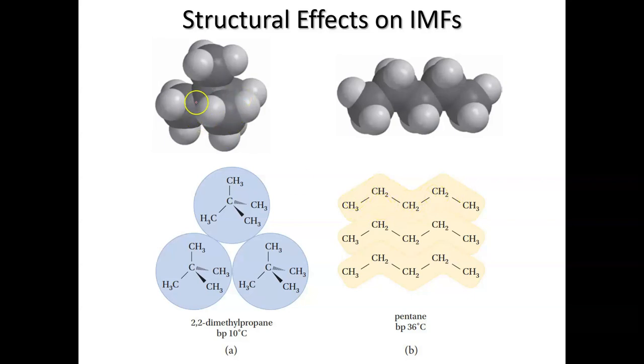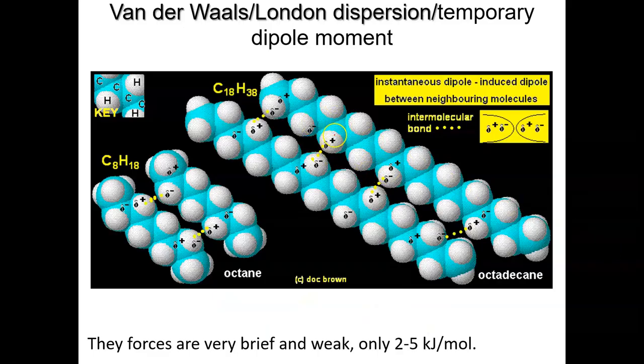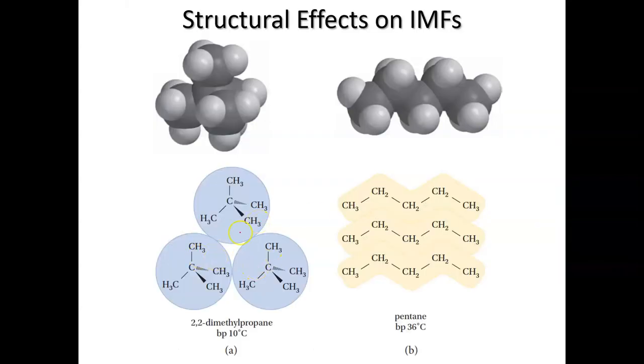But if we have a different isomer, so we have still 1, 2, 3, 4, 5 carbons, but they're oriented differently. So we have this tetrahedral shape around the central carbon. These can't stack on each other as well. So you can see the difference in the boiling point is 10 versus 36. And this has to do with the van der Waals or London dispersion forces that we've spoken about, where you have these temporary induced dipoles where they have these attractive forces. So the longer the chains are, they can fit on each other better. But as we have branched chains, those break those interactions up a little bit.